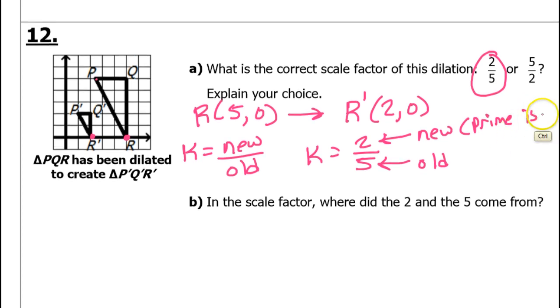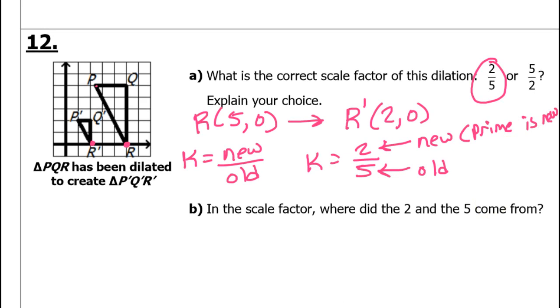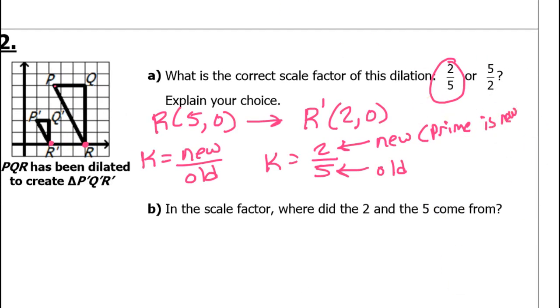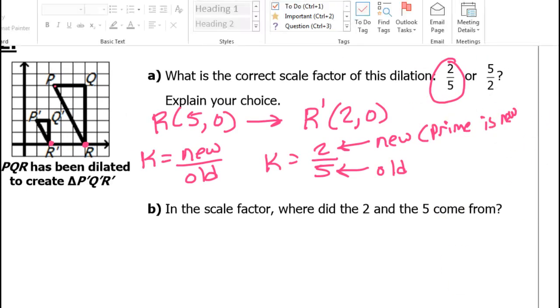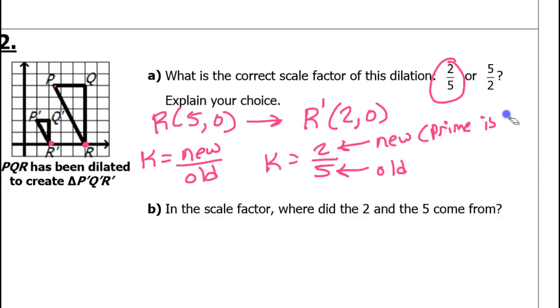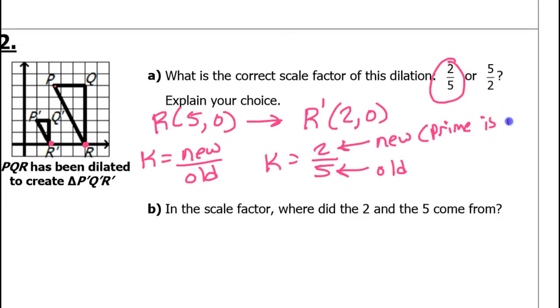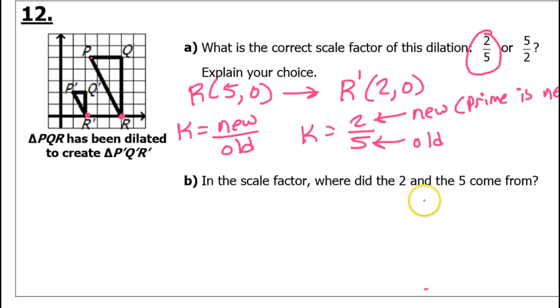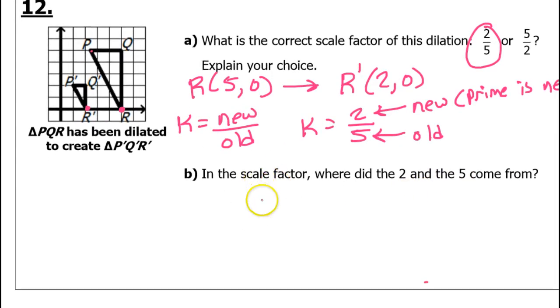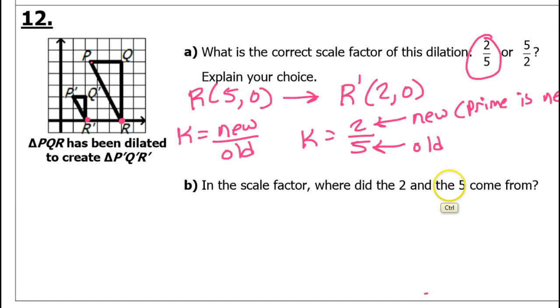You'll always know which one is new. I'm trying to squeeze it in here. You'll always know which one is new because the prime is new. The one with the little marks on it, that's the one that's new. Okay, in the scale factor, where did the 2 come from? Where did the 5 come from?